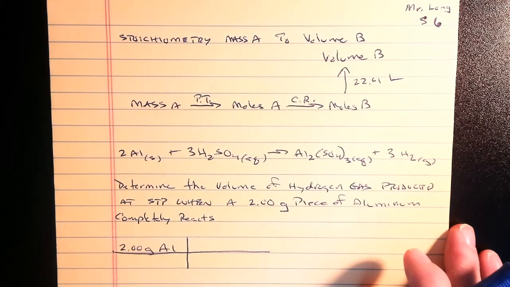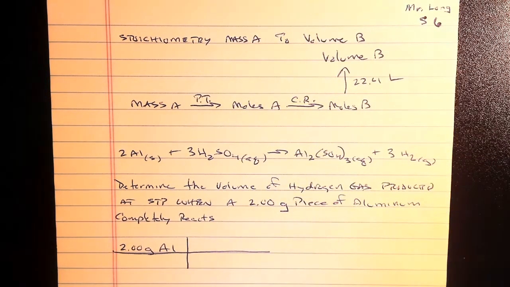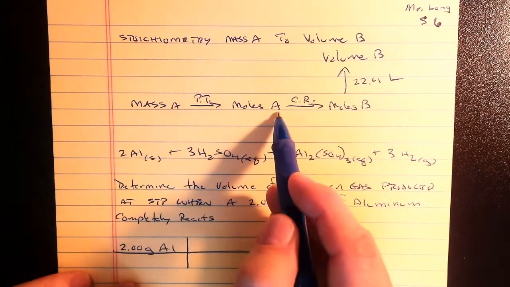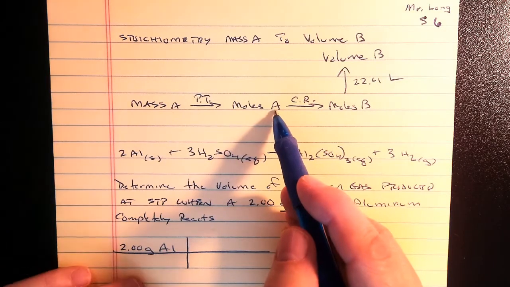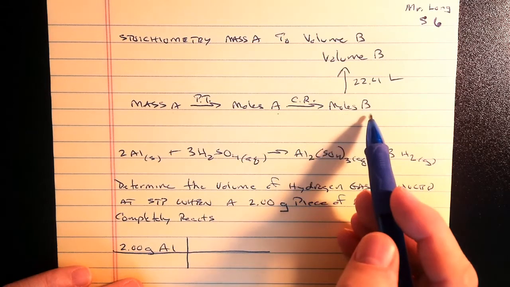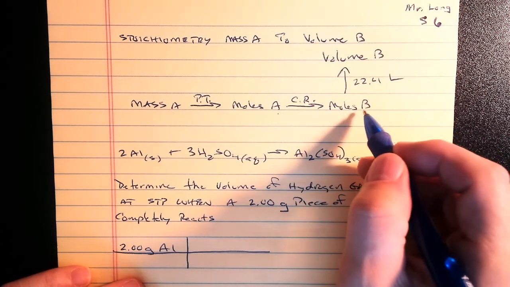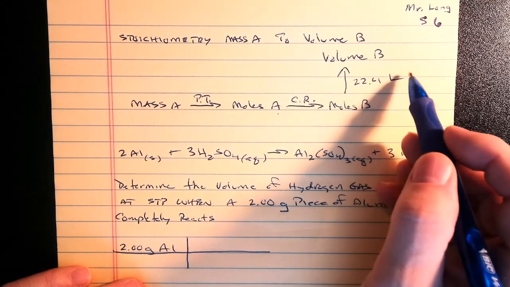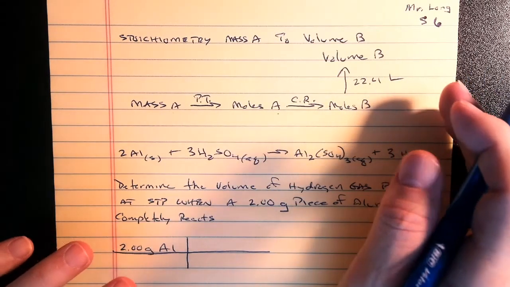So the first thing we want to know is, where is this on our roadmap that hopefully you have put down to memory by now. So we have mass A to moles A, and you're using the periodic table. Moles A of one substance, and use the coefficient ratio in the balanced equation to go to moles of another substance, or moles B. And then we want to go to volume B using that magic number 22.4 liters of a gas in 1 mole of a gas at standard temperature and pressure, STP.